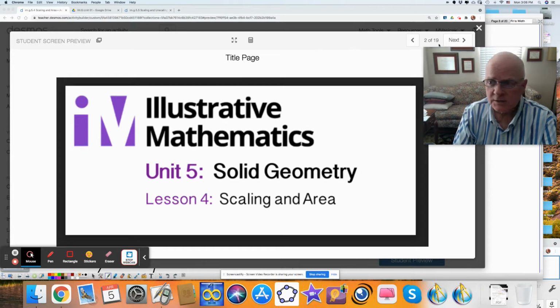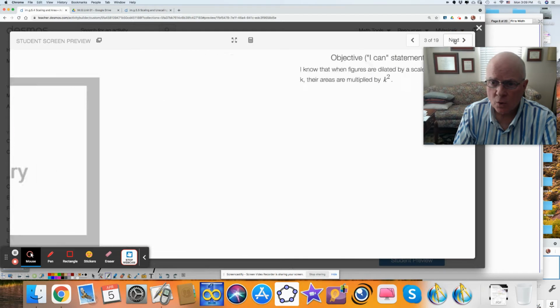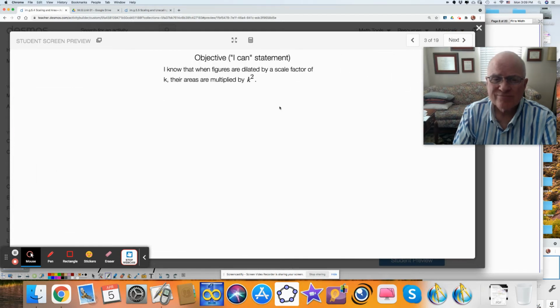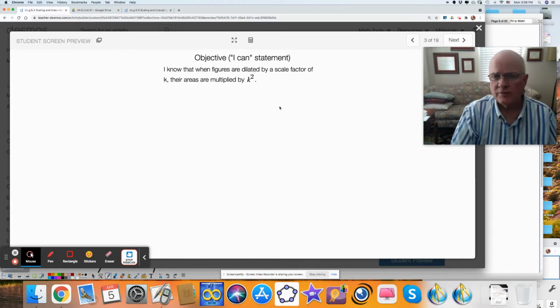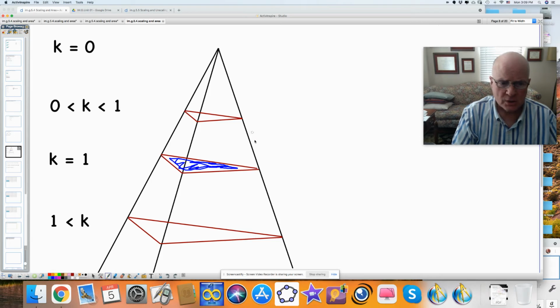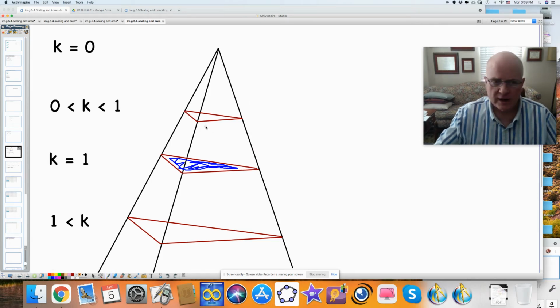And in this lesson, the objective is to say, I know that when figures are dilated by a scale factor of k, their areas are multiplied by k squared. Normally, I would have you explore this and then rehearse this at the end. I'm going to talk to you explicitly to begin with, though, on what it is that we're going to be learning and exploring today. So here I have a point of dilation.